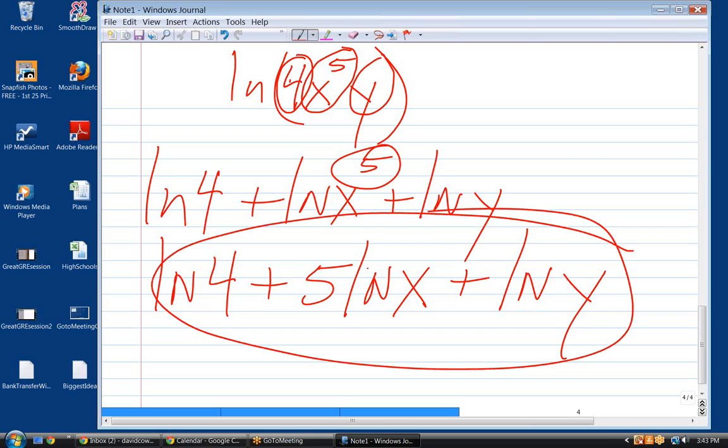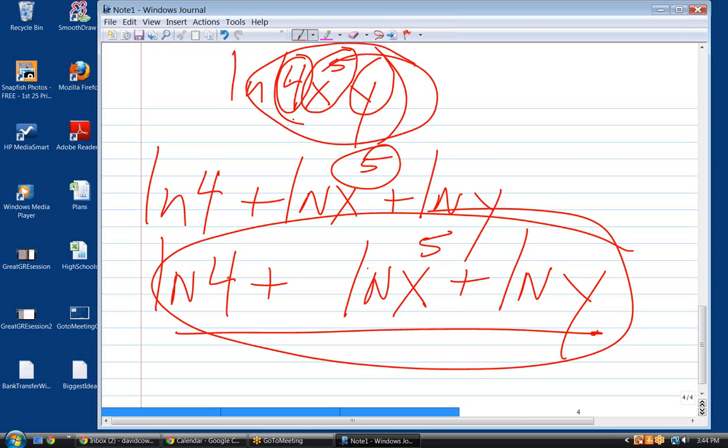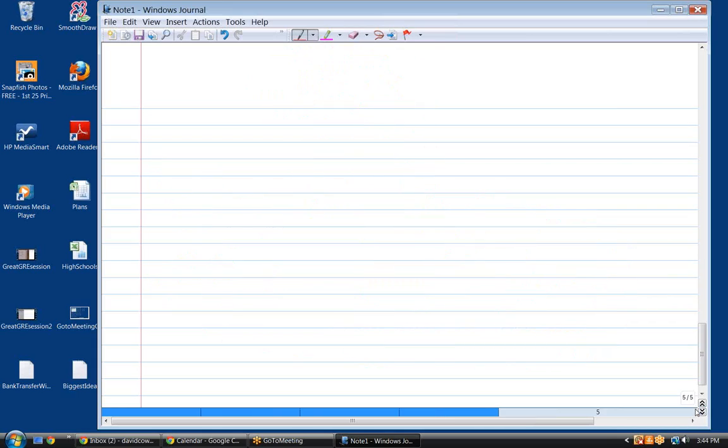Okay. That's simple. If we started with this, and they said compress, the first thing we would do is take that 5 and put it right there. Then we would multiply 4 times x to the fifth times y, which gives us that. So you definitely want to be able to go both ways, expanding and compressing. All right. I think I have a grasp on that.